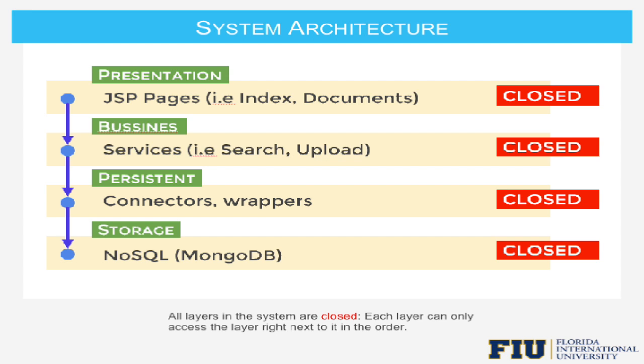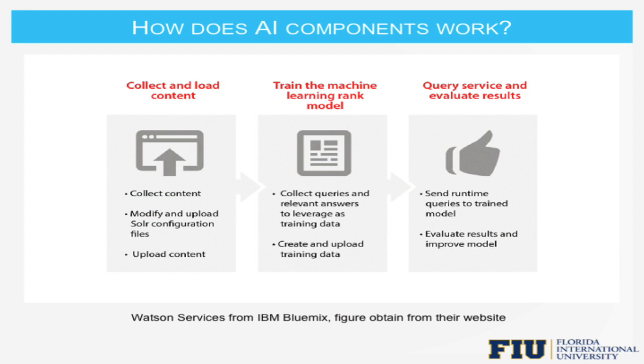It is important to say that all layers in the system are closed, meaning that a layer can only access the layer right next to it. For example, a component in the presentation layer cannot access a feature of the persistent layer directly. It has to be through the business layer first.